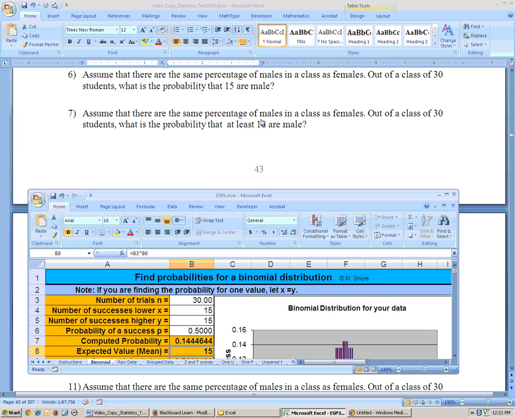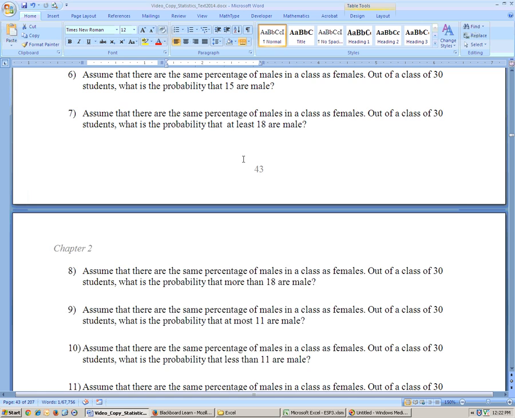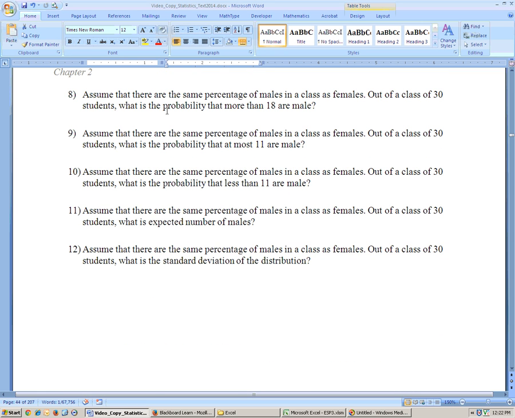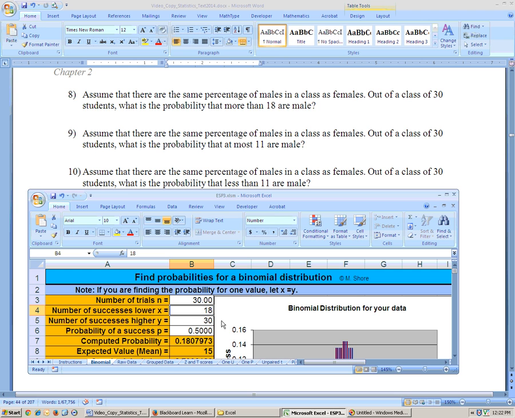Okay, 7 says same percentage of males and females, so your p is going to be 0.5. Out of a class of 30, that's 30, what is the probability of at least 18 males? Well, at least 18 means 18 or more. It means it could be clear up to all 30. And here's your answer to that problem, 0.18079. Okay? On problem 8, assume that there are the same percentage of males and females. Out of a class of 30, what is the probability of more than 18? Well, if you say more than 18, then you got to start at 19. Can't include the 18. So that would be 0.1002.